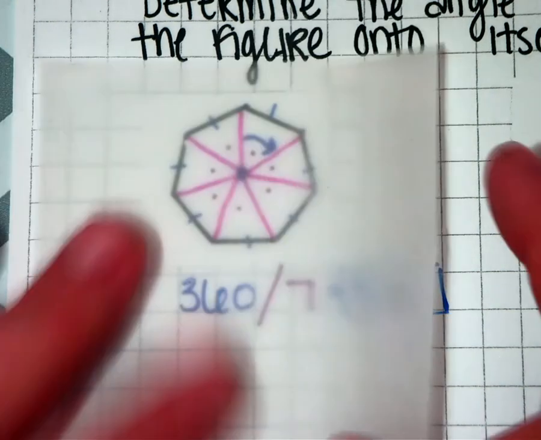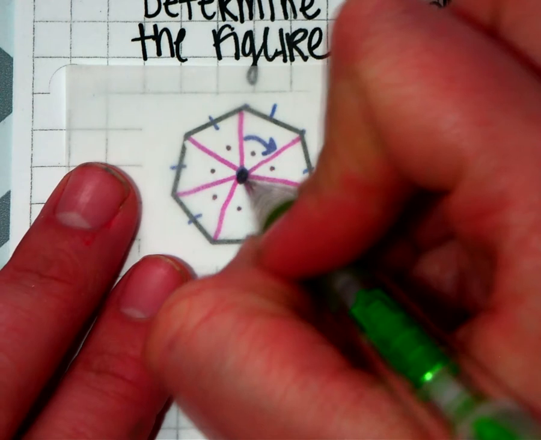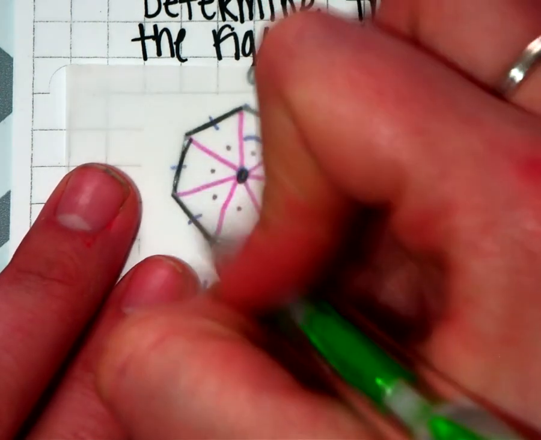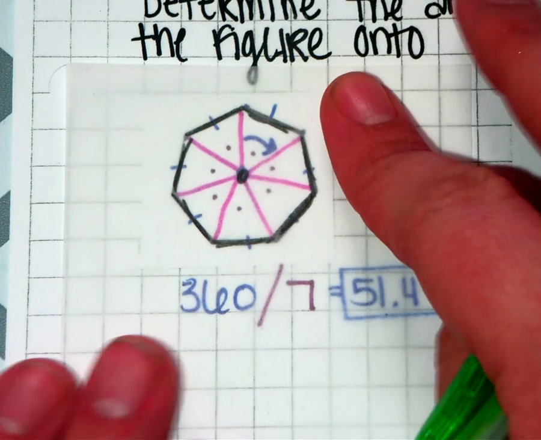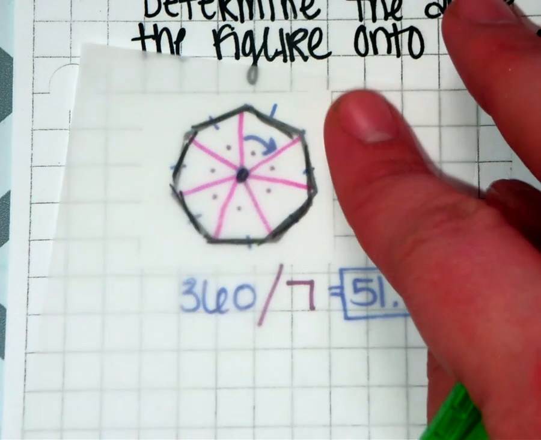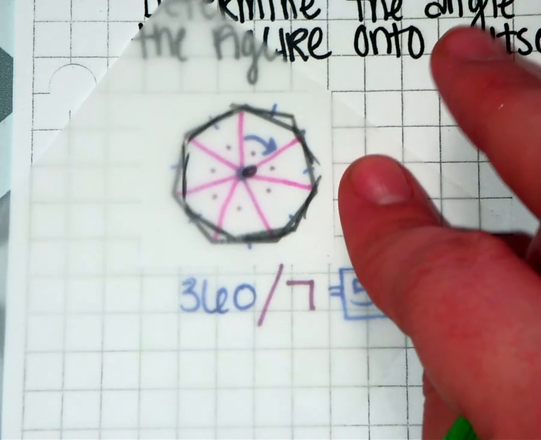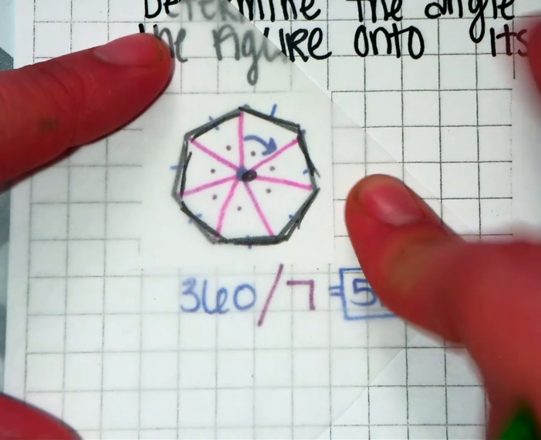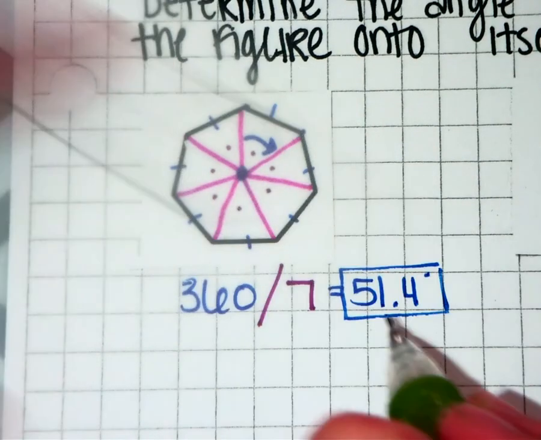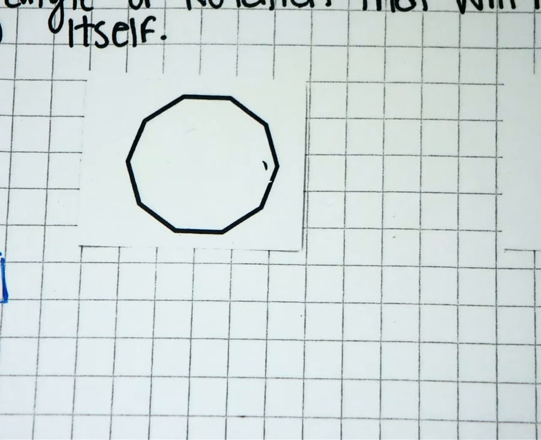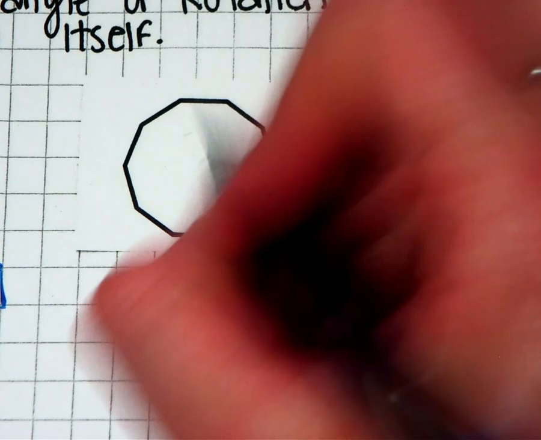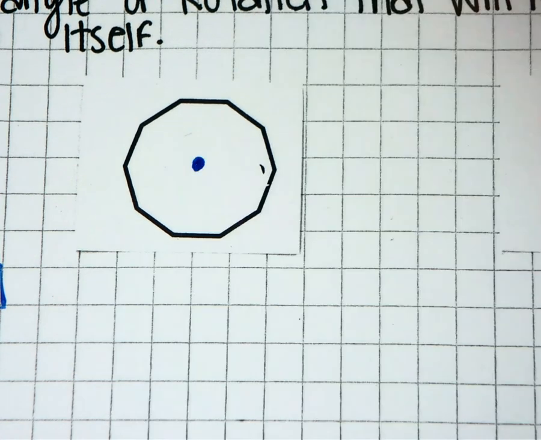So basically what we're doing is we're taking the center, and if I trace my shape out, we're trying to figure out how many degrees it takes to turn this shape and have it end up back on itself. And that rotation ends up being 51.4 degrees. So let's try another one. We're going to do the same thing. You put your point in the center, and then you just extend your lines out.